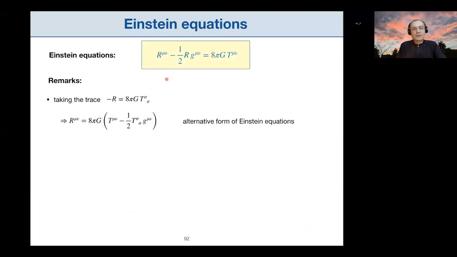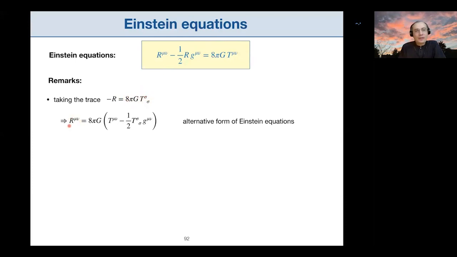Okay, there is one small trick we can play with these equations. We can take the trace of this equation over here, so multiplied by the metric with lower indices mu nu. And what we get from that is that minus the Ricci scalar is equal to 8 pi G, the trace of T.